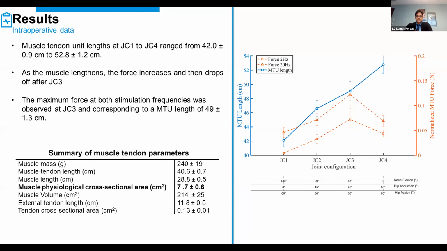A summary of other muscle tendon parameters is presented in this next table, where, particularly to note, muscle PCSA was found to be 3 to 4 times greater than what is reported for cadaveric data, and this highlights the importance of capturing in vivo data.